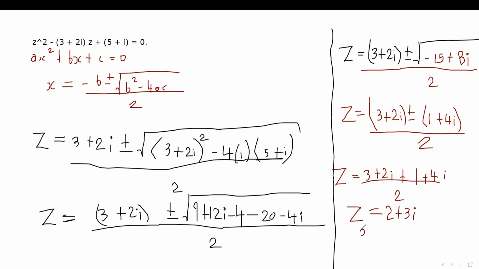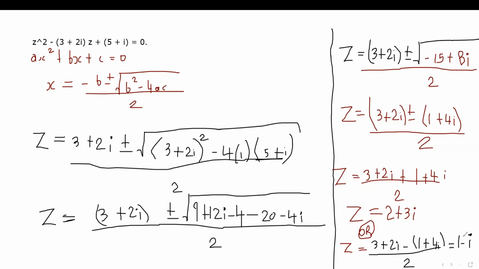That's one possibility. Or the next answer is when you consider the minus. When you consider the minus, what you get is 3 plus 2i minus, in bracket, 1 plus 4i. And this is being divided by 2. So when you do this now, what you end up getting for z is 3 minus 1 is 2, 2 divided by 2 is 1, so that works out to be 1. Then 2i minus 4i is minus 2i, minus 2i over 2 is minus i.